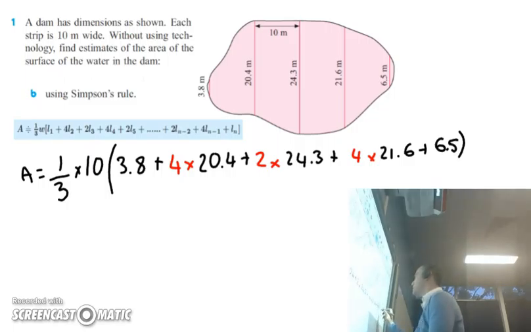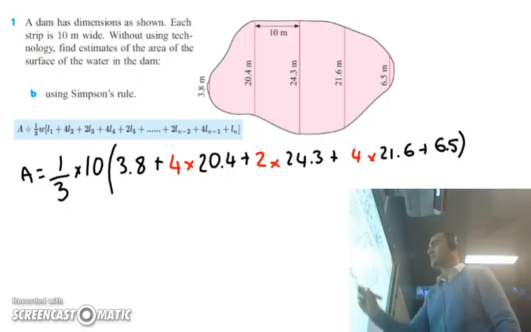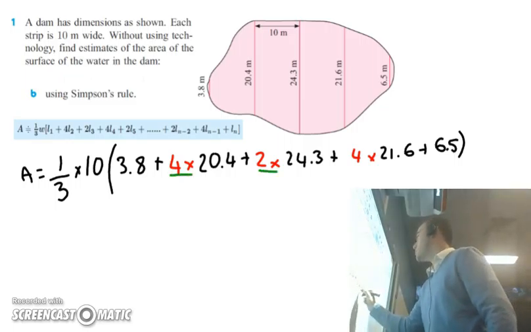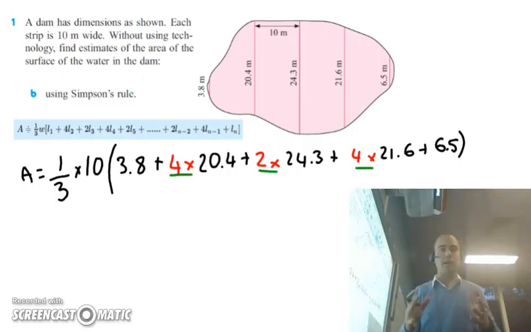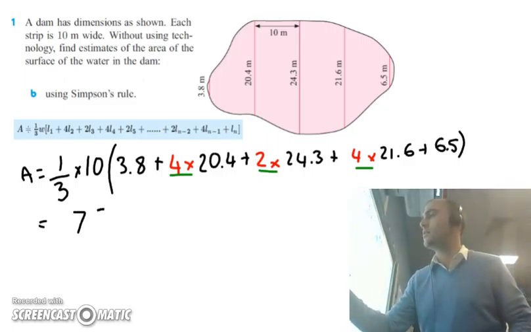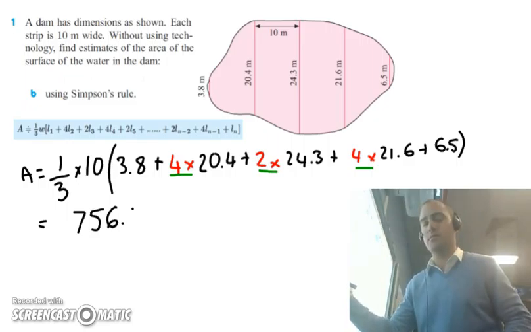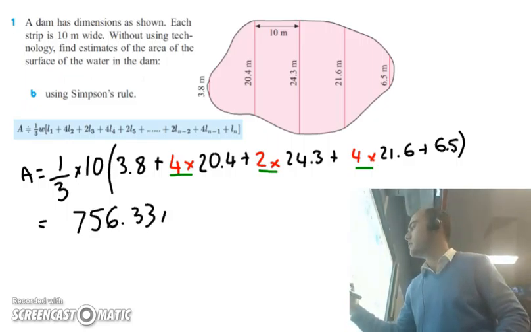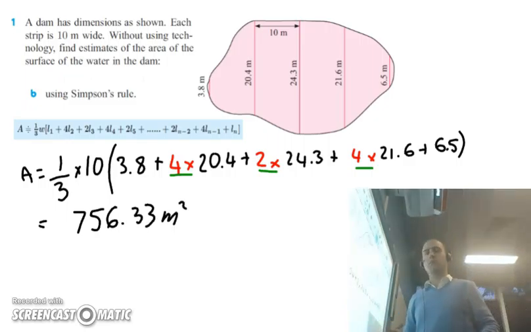the last. So again, it's that alternating 4, 2, 4, and if we had more lines, it'd go back to 2, 4, 2, 4, 2. So it's that pattern that we need to look for. You pop that into your calculator and you'll find that is 756.33 meters squared.